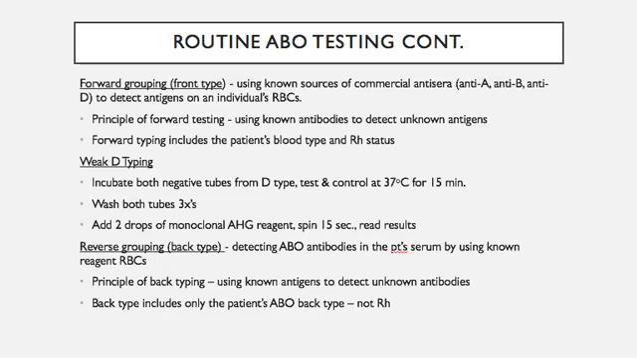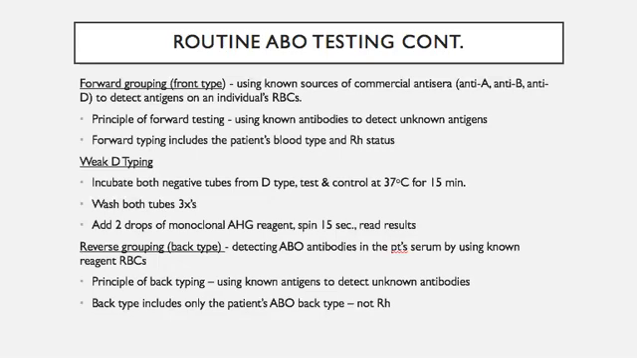So for example, to detect the presence of the B antigen on a patient's red cells, the patient's red cells are combined with a commercial source of antibody, so that's our anti-B reagent. And if the B antigen is present on the patient's cells, then agglutination is going to be observed in the test tube. So forward typing includes the patient's blood type and their Rh status.